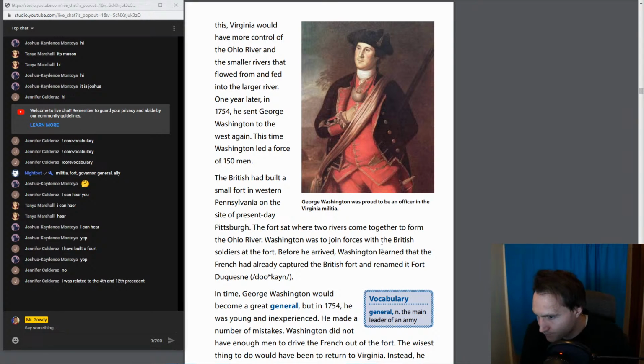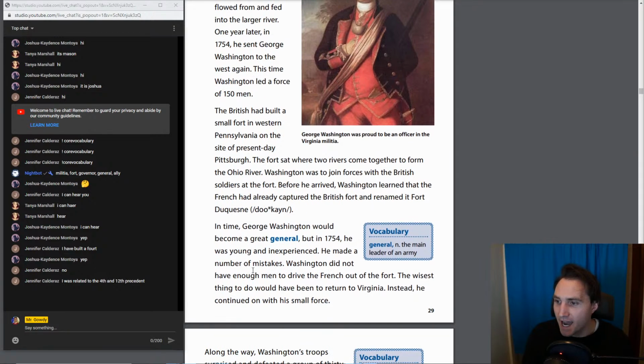Washington was to join forces with the British soldiers at the fort. Before he arrived, Washington learned that the French had already captured the British fort and renamed it Fort Duquesne. All right, so not good news. In time, George Washington would become a great general, but in 1754, he was young and inexperienced. He made a number of mistakes.